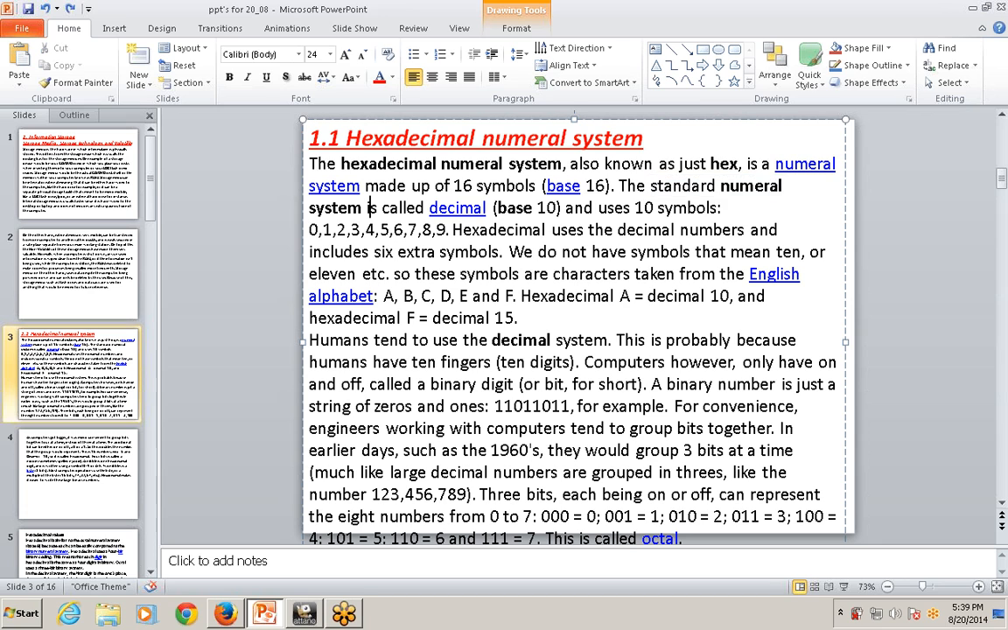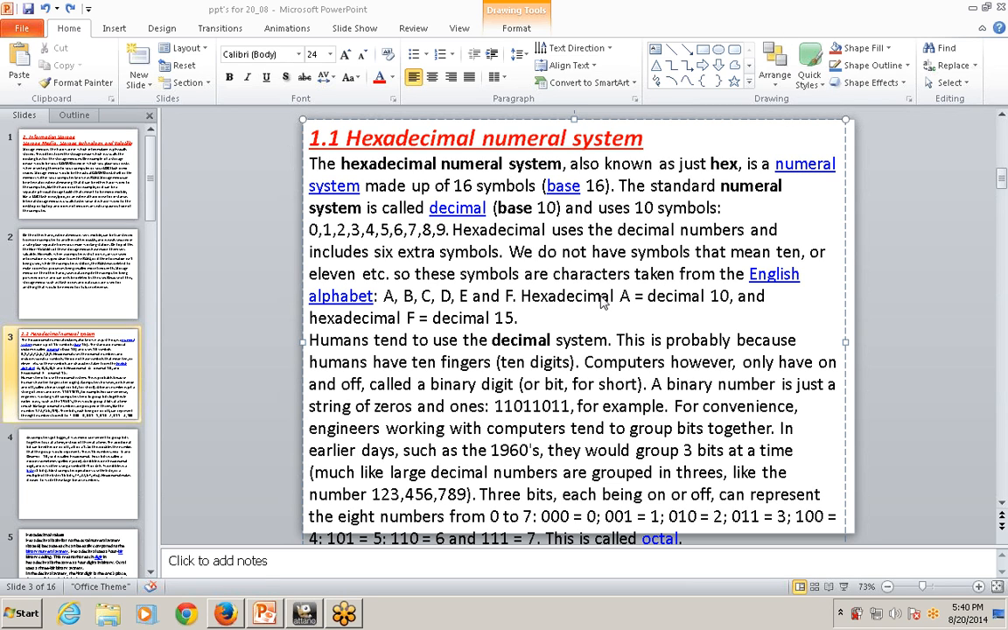The standard numeral system is decimal, which has a base 10 and uses 10 symbols, starting from 0 and ending with 9. As I told you, there are 4 types of number system: binary, octal, decimal, and hexadecimal. Hexadecimal uses the decimal numbers and includes 6 extra symbols.